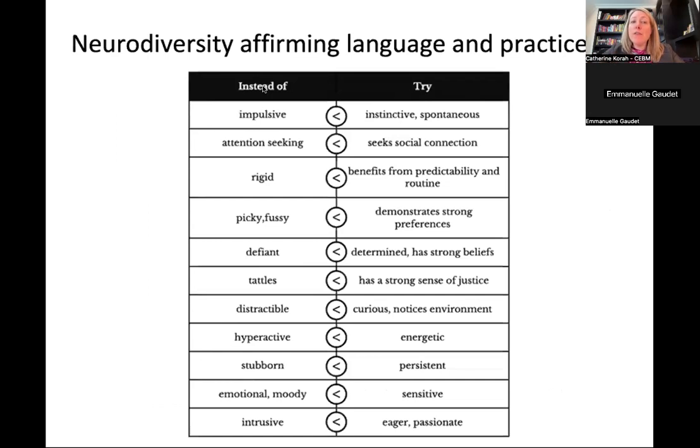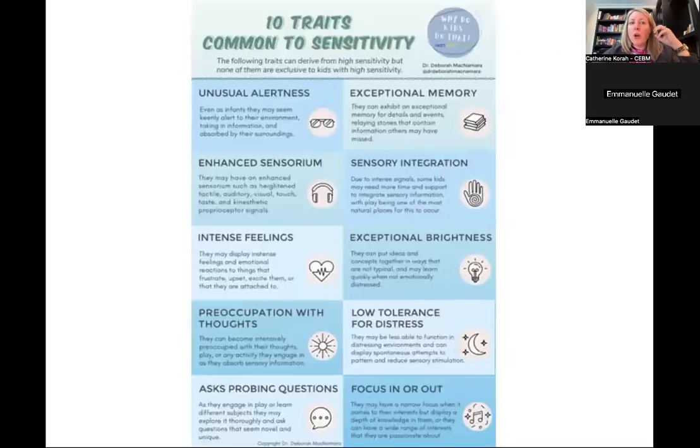Again, instead of using the word impulsive, maybe using the word spontaneous. Instead of attention seeking, looking at seeks social connection. And this is true for neurotypical as well, not just for neurodiverse. Instead of talking about rigidity, maybe talking about benefits from predictability and routine and so forth. Again, I will invite you to go and read the slide more closely, and this will give you a shift in language. I mentioned before that there's a lot of beauty in terms of sensitivity. Some of it is a challenge, but some of it is beauty as well.